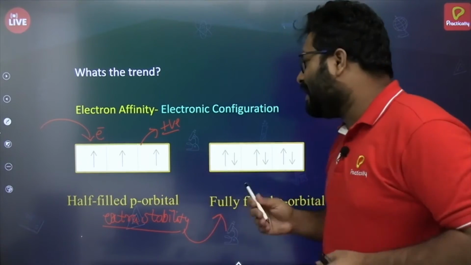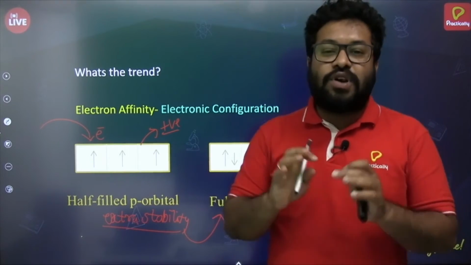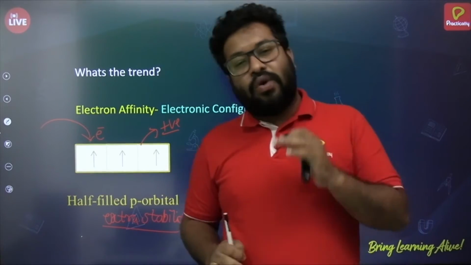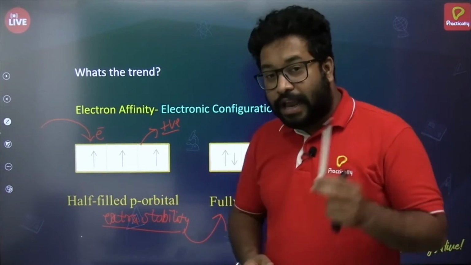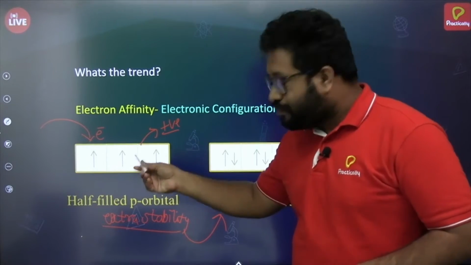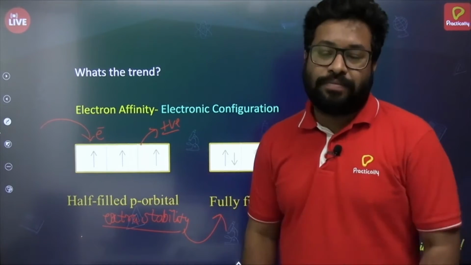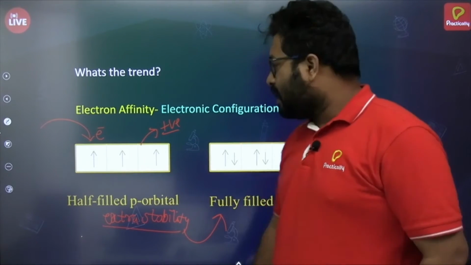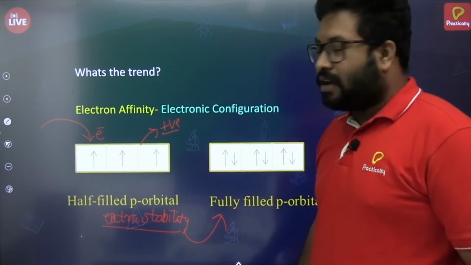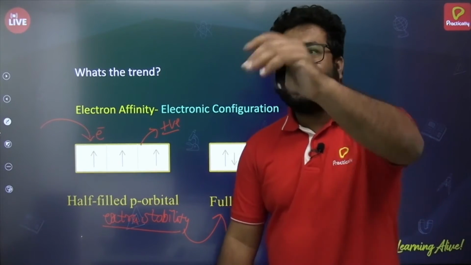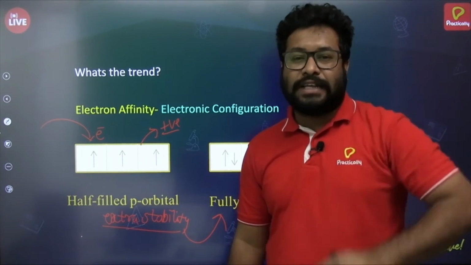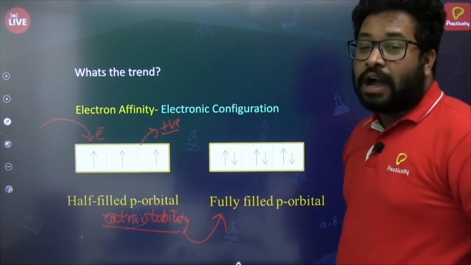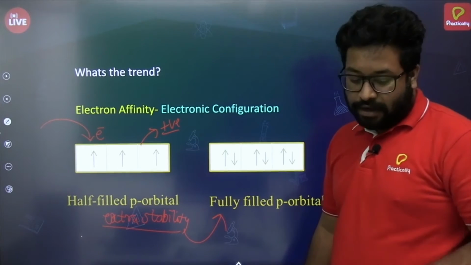Just like that here, this nitrogen would not accept an electron that easily. It would only accept the electron if it releases some amount of energy. So that is why this is endothermic for nitrogen. So I would say it releases very little energy. Same thing is with the half filled orbital.